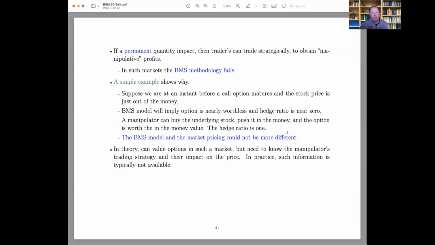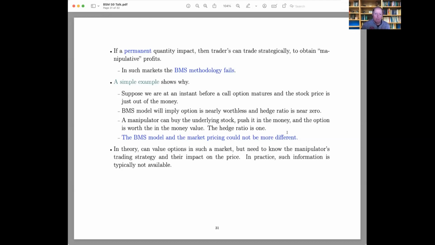The example is, suppose we look at a call option an instant before the option matures and the stock price is just out of the money. Now, the BMS model will imply that the option is nearly worthless and the hedge ratio is near 0. All right, if a manipulator exists who can affect the underlying stock price, they can buy the stock an instant before it matures, push it in the money, and consequently, the true option value is the in the money value generated by the manipulator's trade. And the hedge ratio is 1, unity.